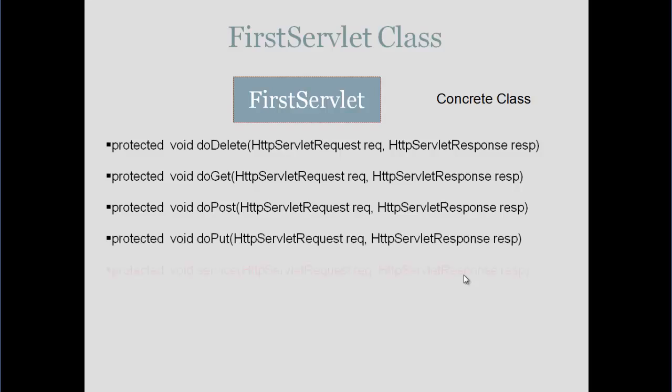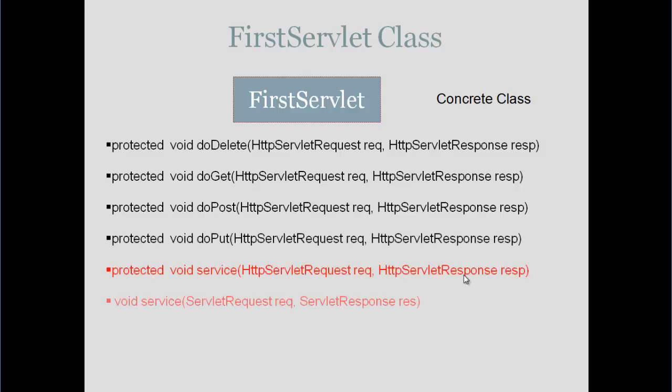Next, the FirstServlet, the class we have just created. It is a concrete class, and as usual it has all the handler methods: doDelete, doGet, doPost, doPut, and it also has the service methods as usual. The service methods that are marked in red signify that these methods are not to be overridden. We don't override a service method. We can do that, but it is not recommended because we are supposed to override the handler methods.